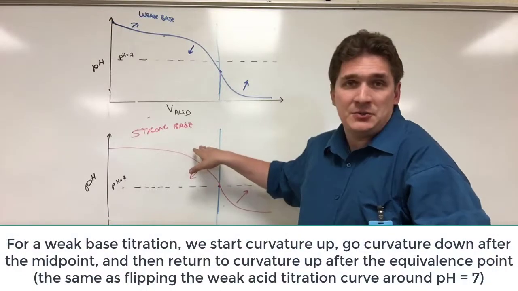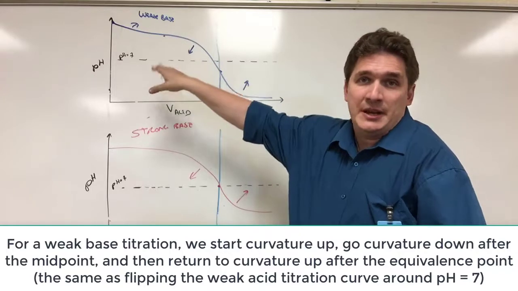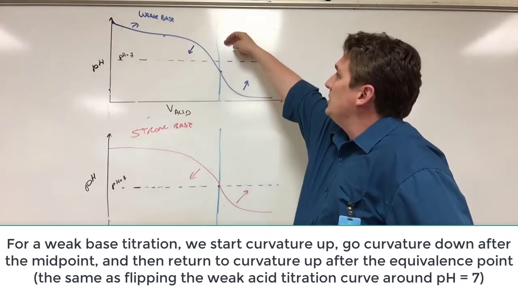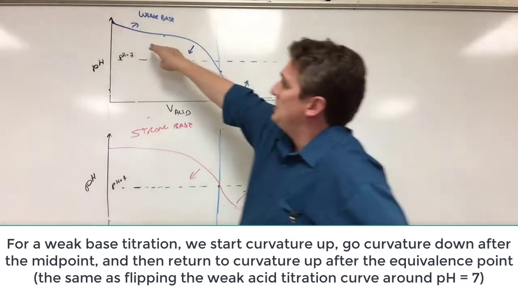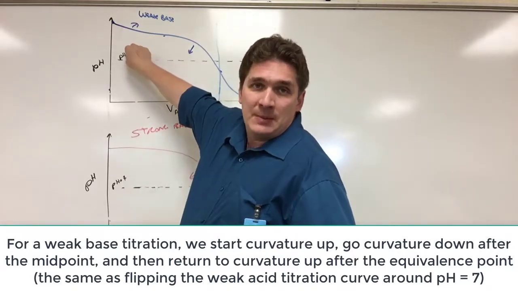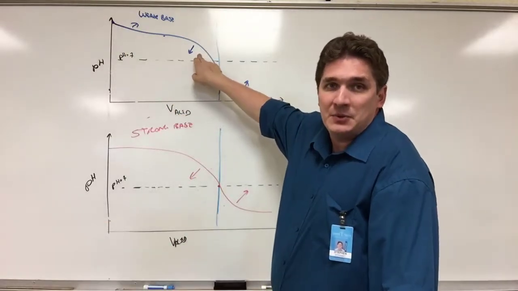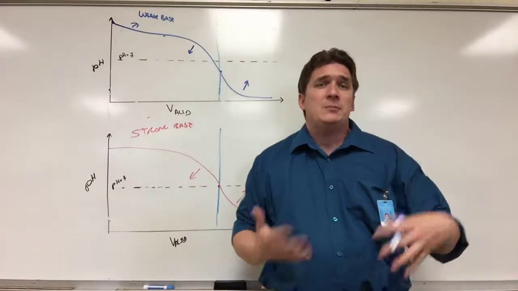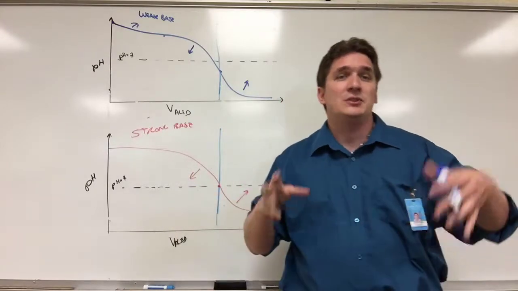If you look at this, I told you with the strong base, we flipped around pH equals 7. Same thing's true of the weak base versus the weak acid. We flip it around pH 7. So when we had a weak acid, we were up here. With a weak base, we're beneath it. Where we were curvature down for the weak acid, now we're curvature up for the weak base. And where we were curvature up for the weak acid, now we are curvature down for the weak base. And that's the only qualitative difference between a weak base titration and a weak acid titration, and a strong base titration and a strong acid titration.